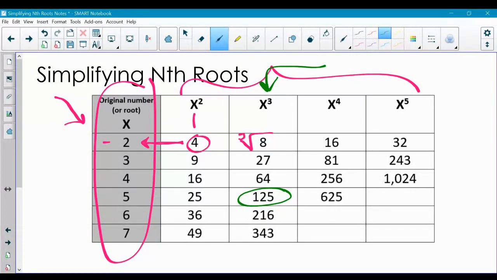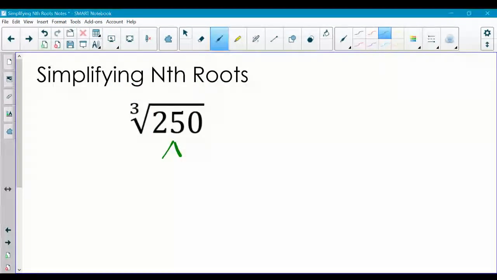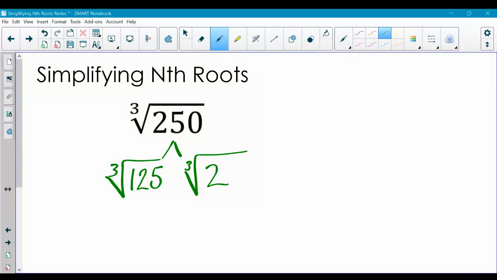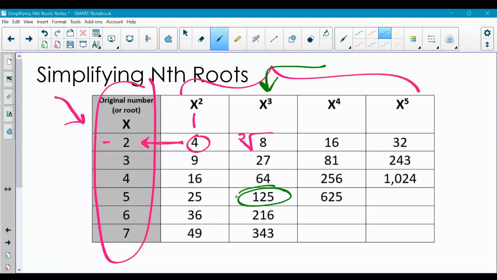So I know that I could split 250 into the two factors of 125 times 2. And remember, this is the cubed root, so that has to be represented in each radical. Okay, so the same as simplifying our radicals with perfect squares, we're going to think the cubed root of 125, which is right here, is actually 5.